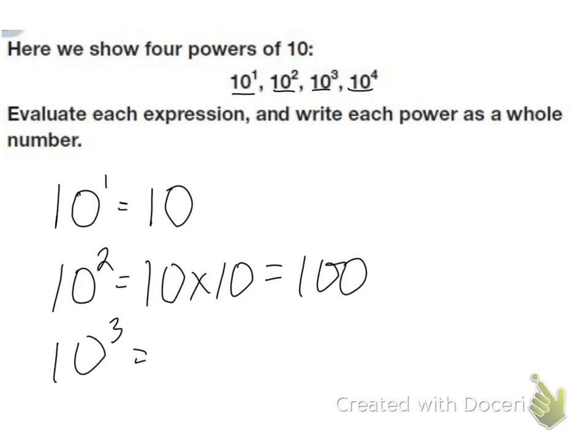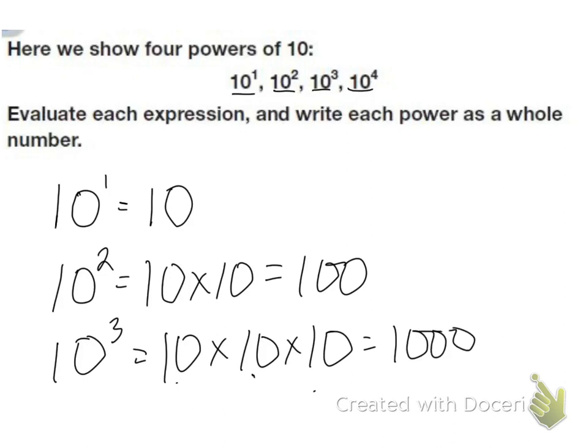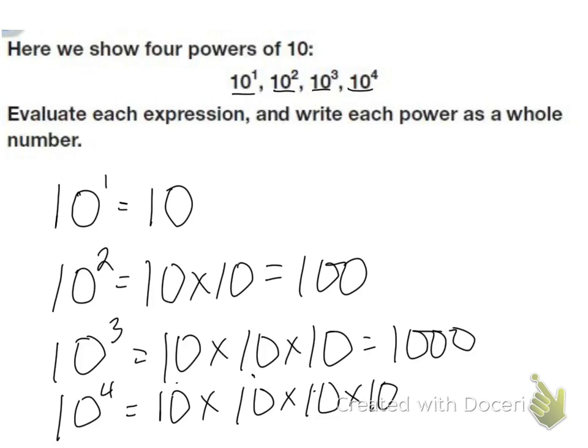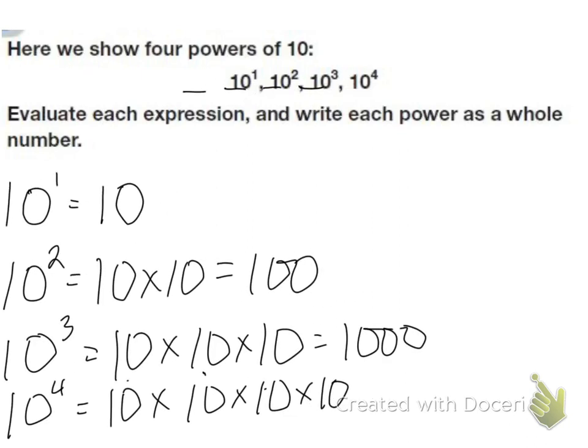10 cubed is the same as 10 times 10 times 10. Well, 10 times 10 is 100, times 10 is 1,000. And then 10 to the fourth power equals 10 times 10 times 10 times 10, and that equals 10,000. Now, if you notice, there's a pattern here. When we are dealing with powers of 10, the power tells us how many zeros there are. 10 to the first power is just 10. 10 to the second power is 1 with 2 zeros, 3 zeros, and 4 zeros.